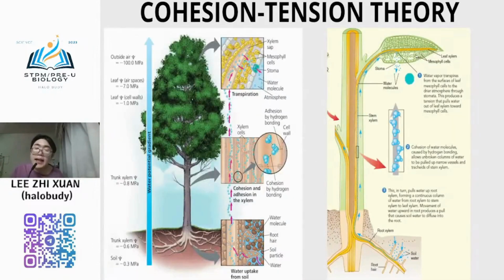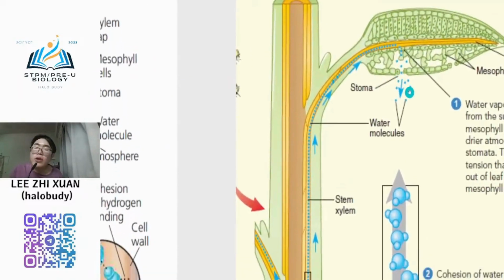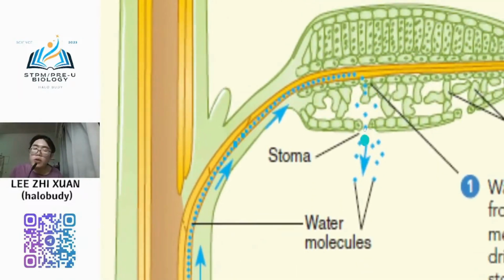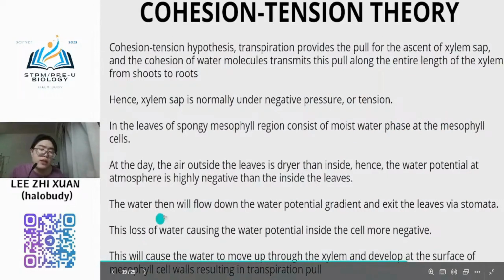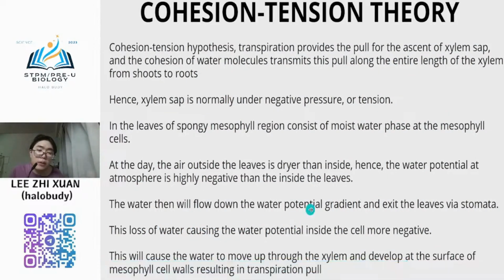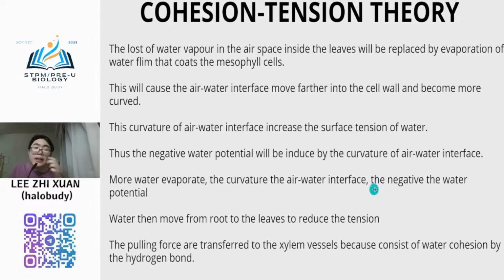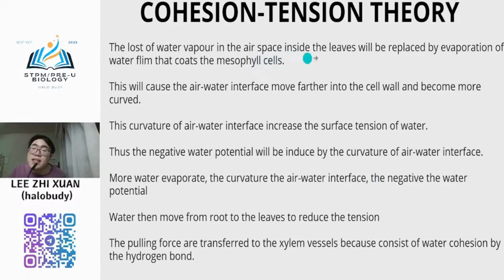So it is all linked together, they are related. Our water has all gone out, meaning that your water potential is also very low. So the water molecules from the xylem vessel will be replaced. So they will keep pulling. Okay. So this will cause the water to move up through the xylem and develop at the surface of the mesophyll, resulting in the transpiration pull. And then the loss of water in the space inside the leaf will be replaced by the evaporation of water film that coats the mesophyll cell.